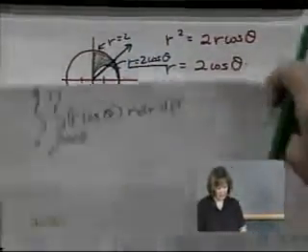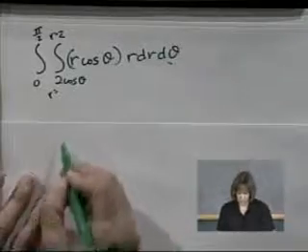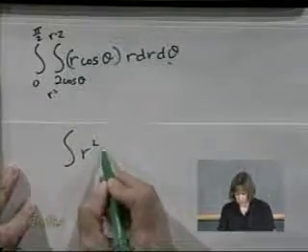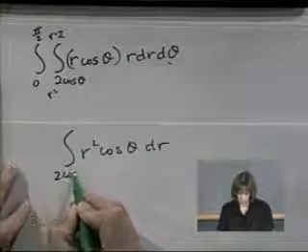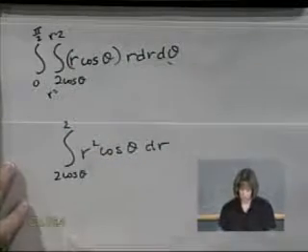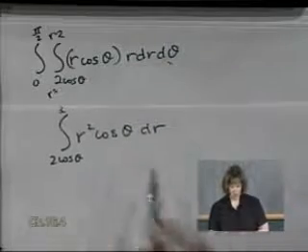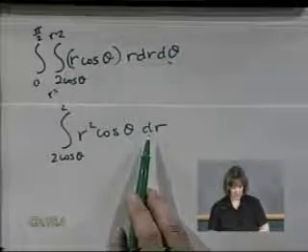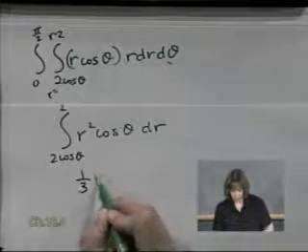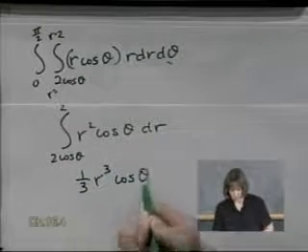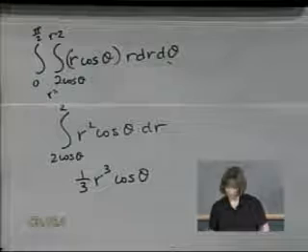Okay, now the inner integral is pretty easy, so we can zip through that quite quickly. We get the integral of r squared cosine theta dr from r equals 2 cosine theta to r equals 2. In here, r is what's varying. Cosine theta is a constant, so you're going to get 1/3 r cubed cosine theta. Okay, I don't know if I'm going to go through this entire one.